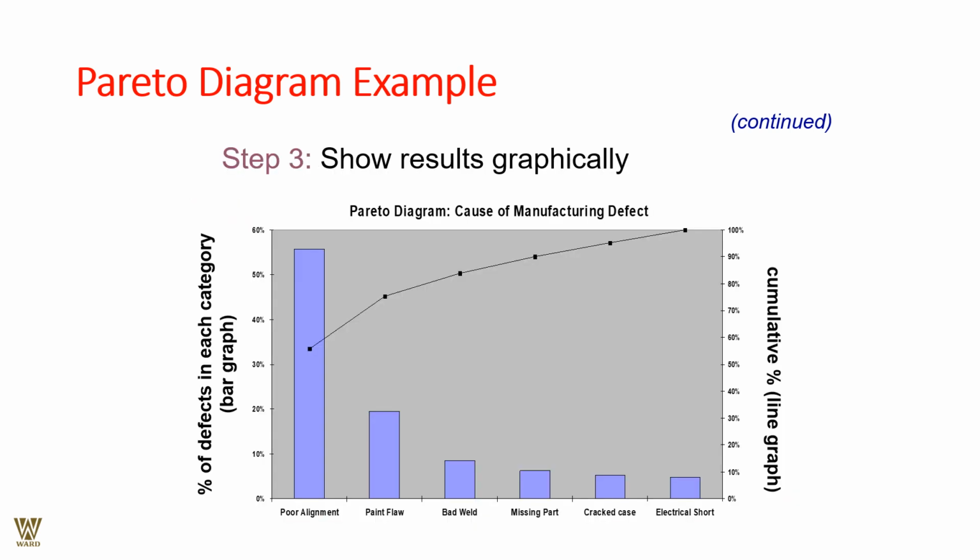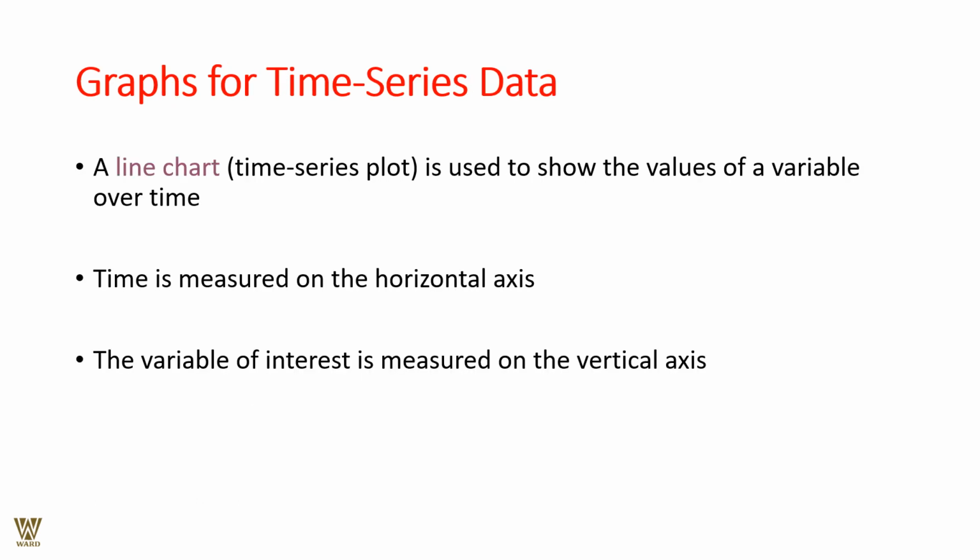Now, this is the Pareto diagram, which shows what is to be done, the percentage of defects, and the cumulative line graph that comes along with it. This gives you a total picture of what to work upon, what decisions are required, and where the thrust of the manager should be going.